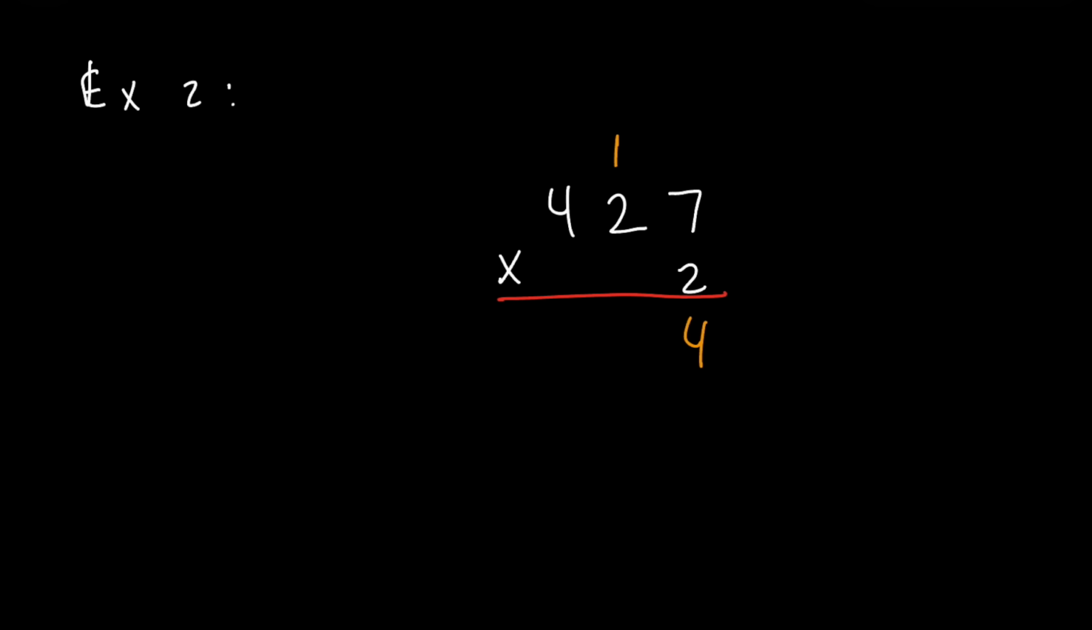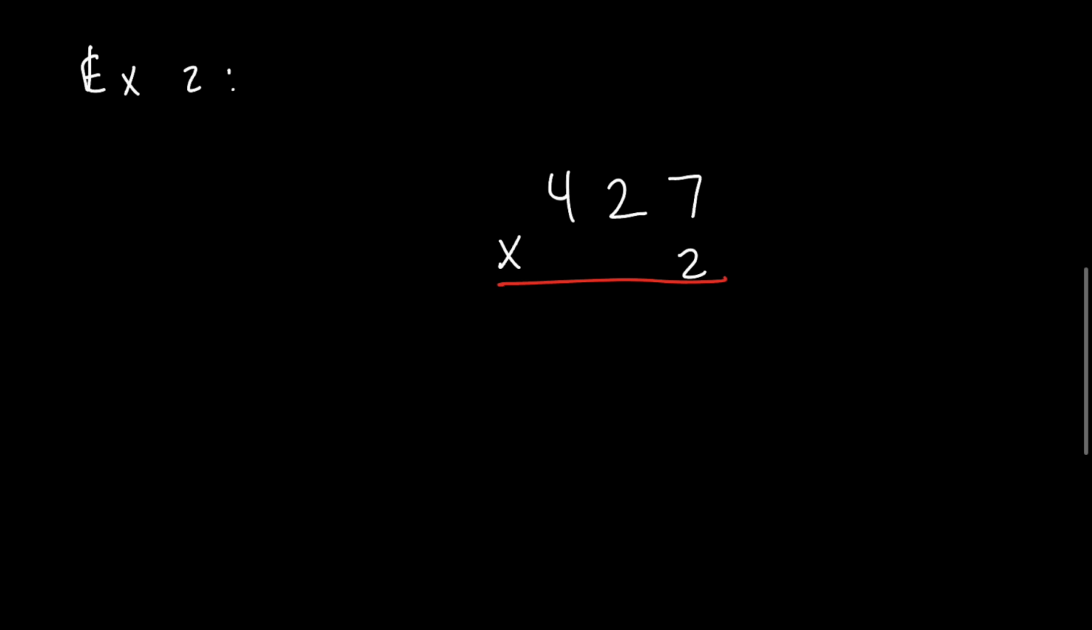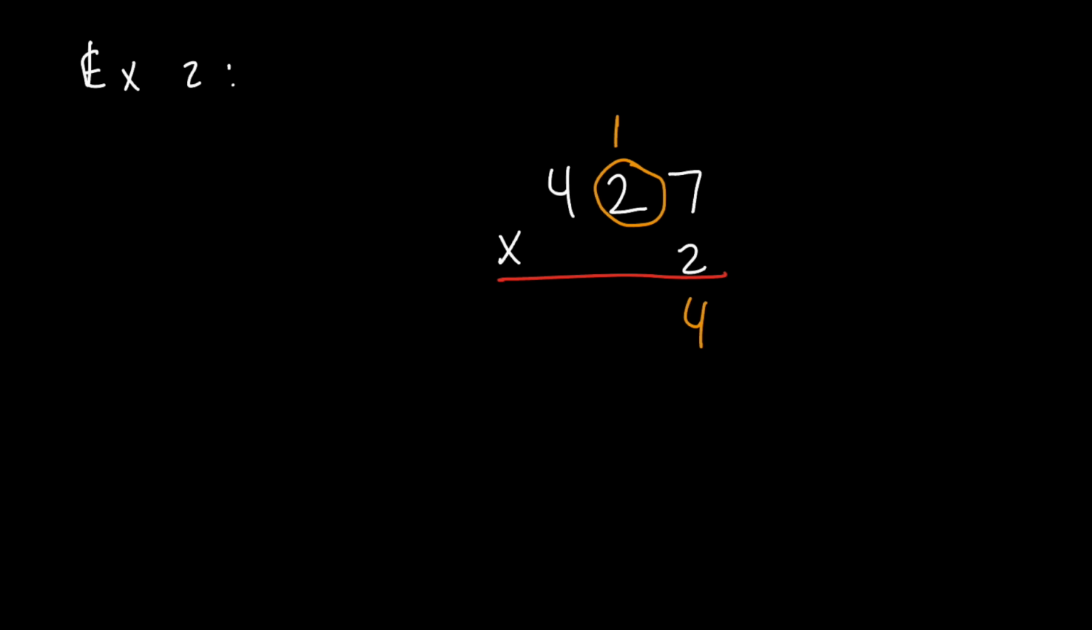So let me rephrase this another way. Once we are done multiplying 7 times 2, if we get a 2-digit number as an answer, you will carry the first digit of that 2-digit number, and you will move from the right to the left and place that number on the top of the next number. So in this case, the next number is 2, so the 1 will go on top of the 2.